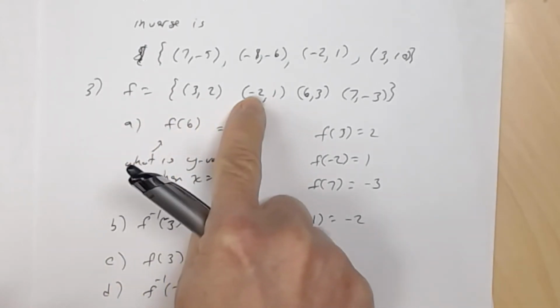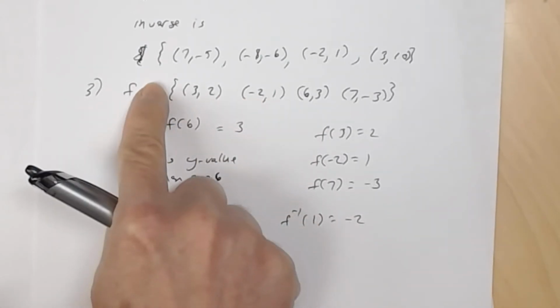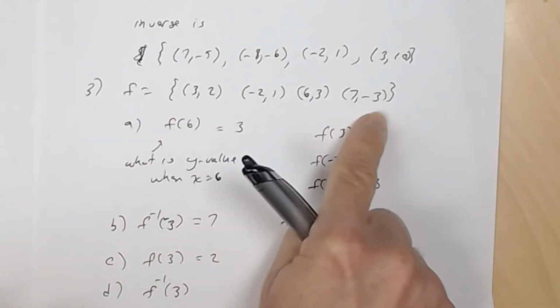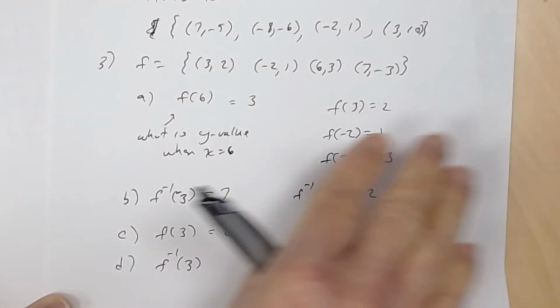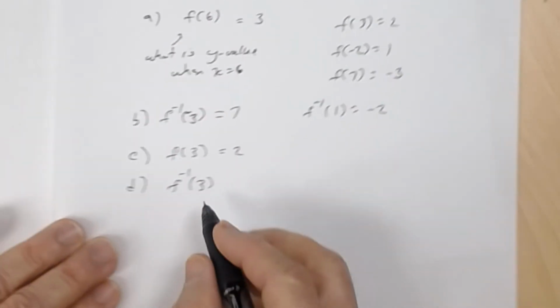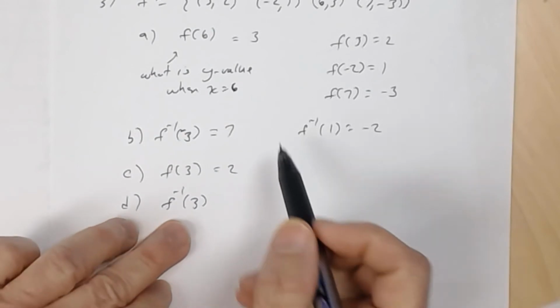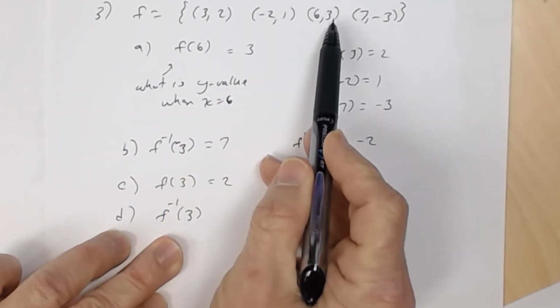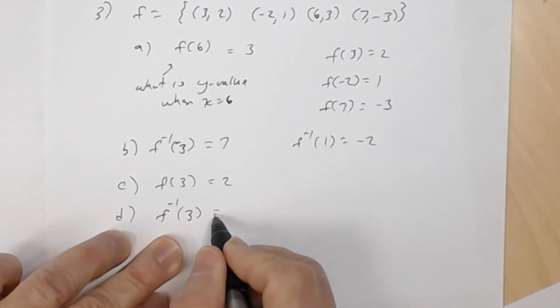So f of 3 is 2. F of negative 2 is 1. F of 6 is 3. F of 7 is negative 3. But we're going to do the inverse, and the inverse goes the other way around. So for f inverse of 3, you look for your output being 3, so the inverse is 6.